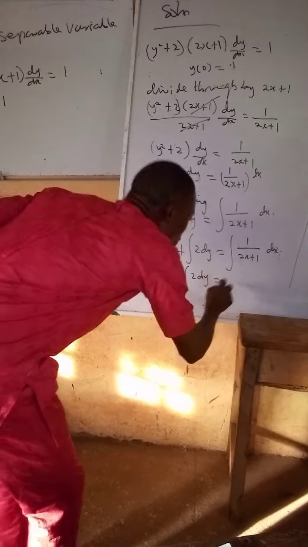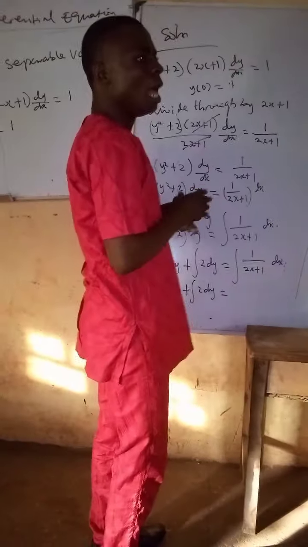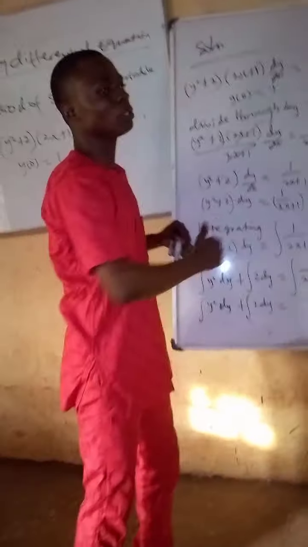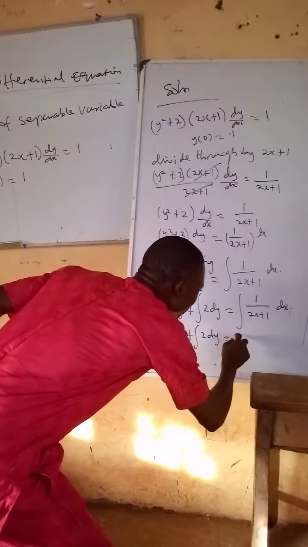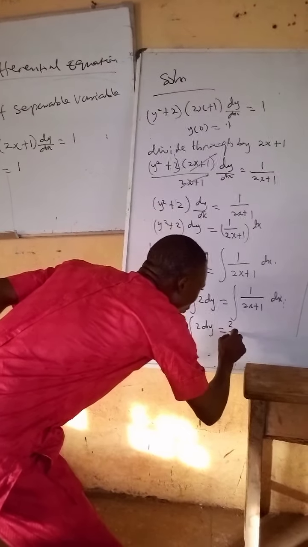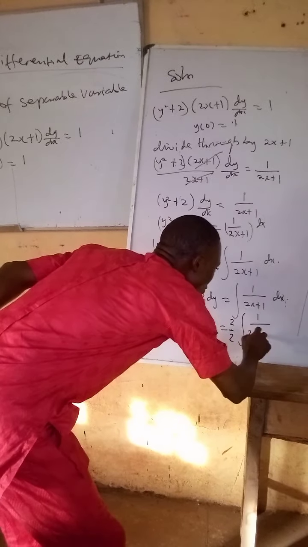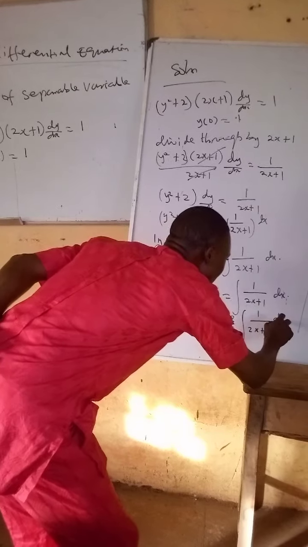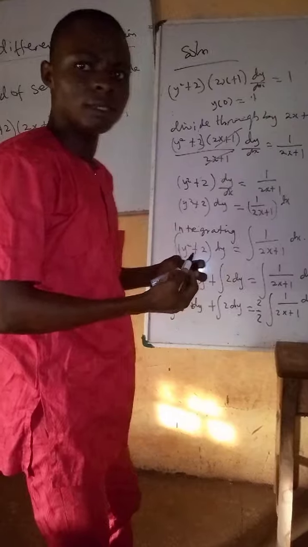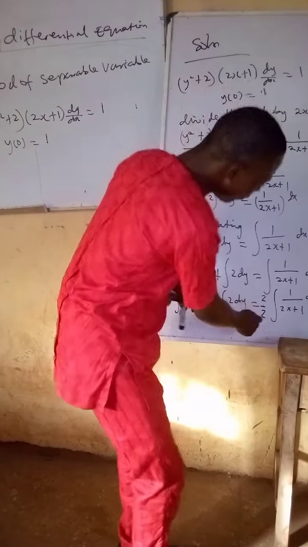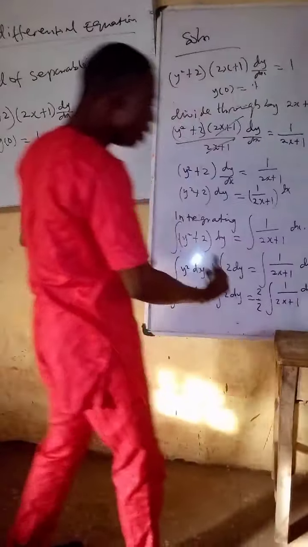2 dy equal to. Now in mathematics, we agree that if you multiply any number to the numerator and multiply the same number to the denominator, we have not done anything. Now here, if I do this, this is 2 over 2 times the integral of 1 over 2x plus 1 dx. Automatically, I have not done anything. I have not changed anything because 2 over 2 is still 1. I have not changed anything about this equation. So what do I do?